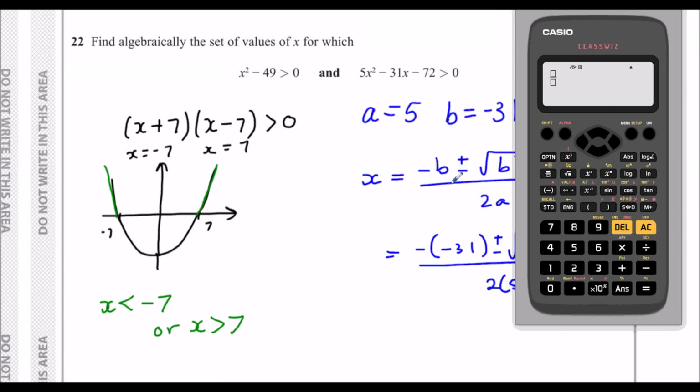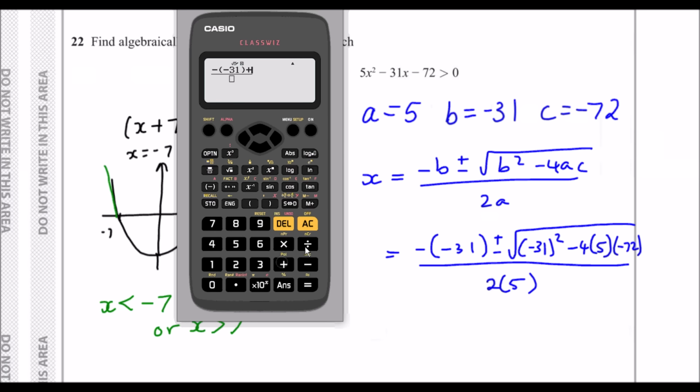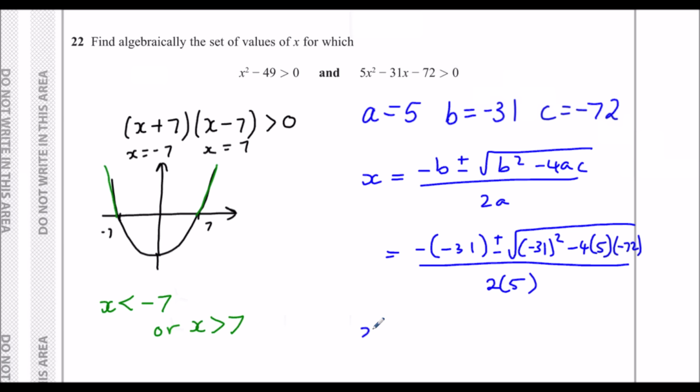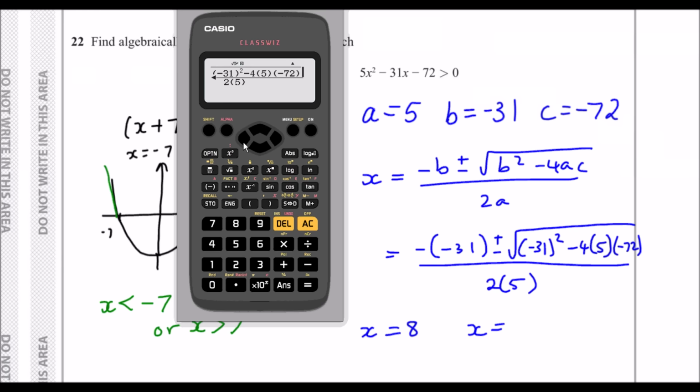So I'm going to type that into the calculator exactly how it looks. I'm going to do the plus sign first. So plus the square root of negative 31 squared. Make sure you've got brackets around the negative 31, or the calculator will think you're doing take away 31 squared. Minus 4 times 5 times negative 72, all over 2a, which is 2 times 5. So we've got 8 as our first answer. And our second answer, if we change the plus to a minus, we get minus 9/5.